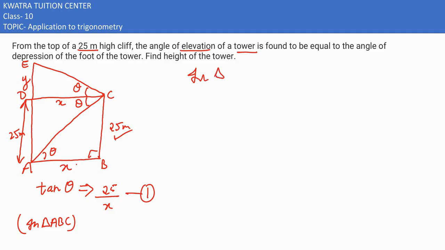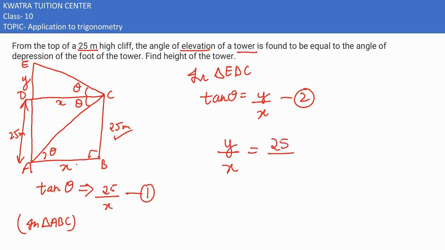Secondly, we have triangle EDC, where it is tan theta as well. So tan theta would be equivalent to y over x. Now what we would be doing in this case is comparing both the values. Why can we compare in this case? Use your mind a little bit. Because tan theta is there in both the cases, so the right sides of both will be equal. y over x is equal to 25 over x. x would cancel with x, and the value of y comes out to be 25 meters.